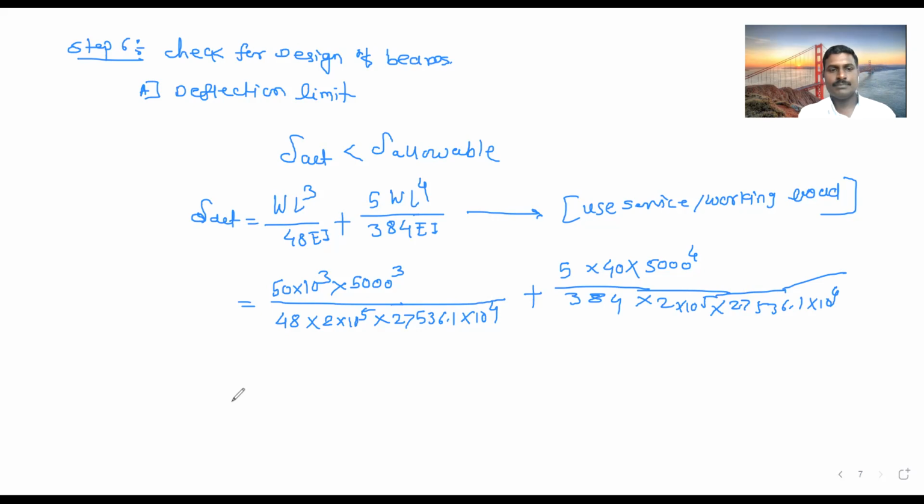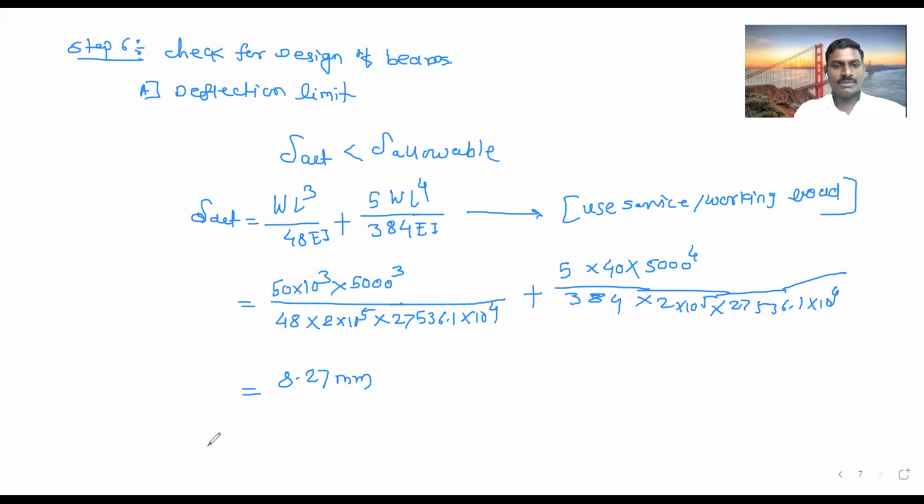How much is this calculation? 8.27. Deflection is in mm. Yeah, please others do the calculations. Is this correct? Yes, sir.